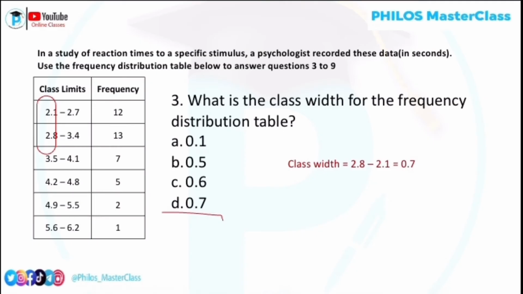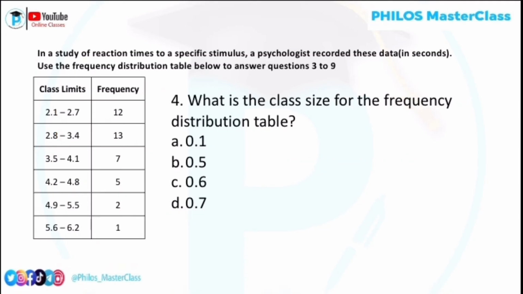Remember, class width is the difference between the lower limit of the first class and the lower limit of the second class. Also, if you take the lower limit of the second class and that of the third class, and you find their difference, you still get that same 0.7. So this is how to find class width. Then let's look at the next question.